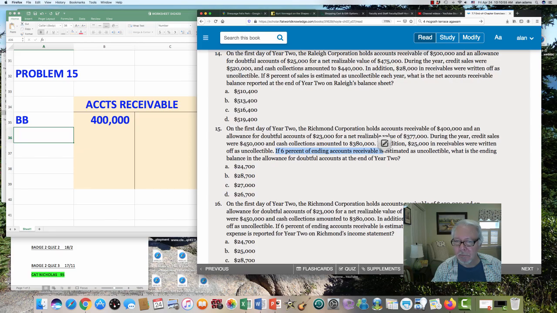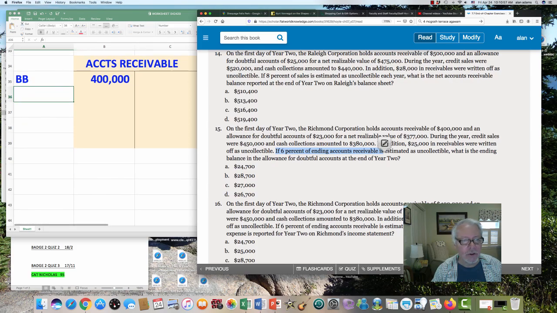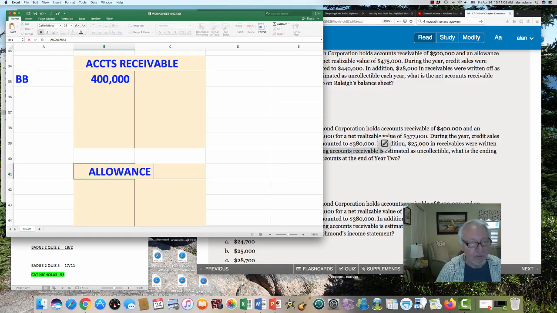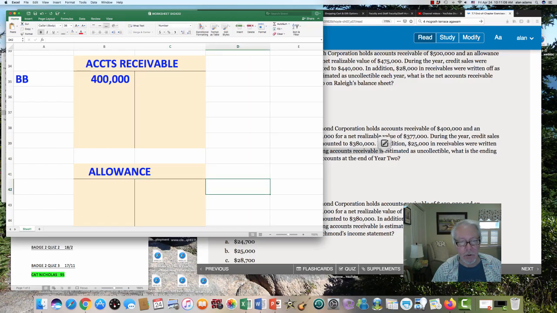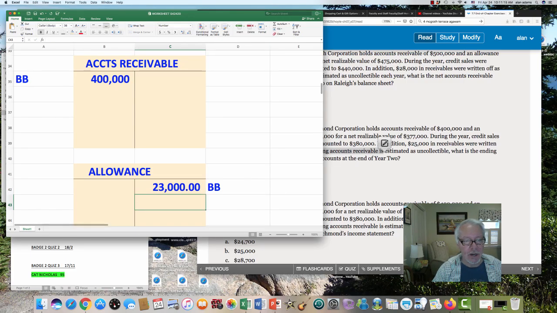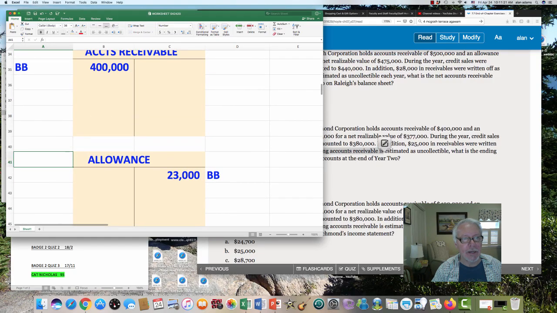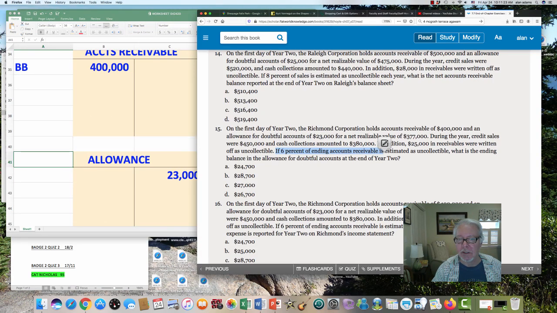Okay, what else happens? Just for kicks, I'm going to put a second T account down here, and this is going to be my allowance for doubtful accounts. Okay, and we already know that that had a beginning balance, but it is a credit because it is a contra account of $23,000. Okay, and once again, let's get rid of the pennies.